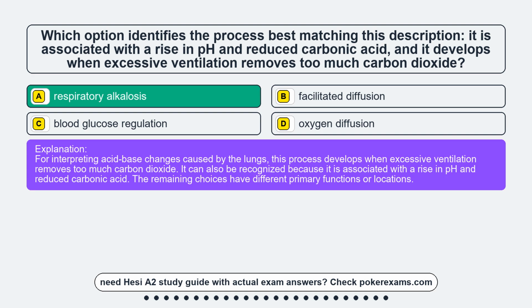For interpreting acid-base changes caused by the lungs, this process develops when excessive ventilation removes too much carbon dioxide. It can also be recognized because it is associated with a rise in pH and reduced carbonic acid. The remaining choices have different primary functions or locations.